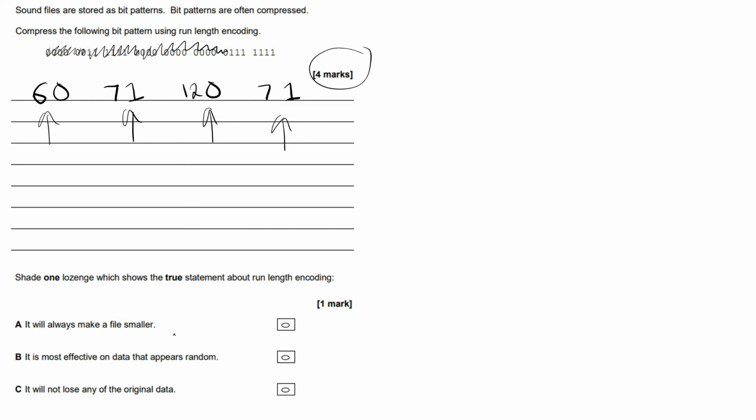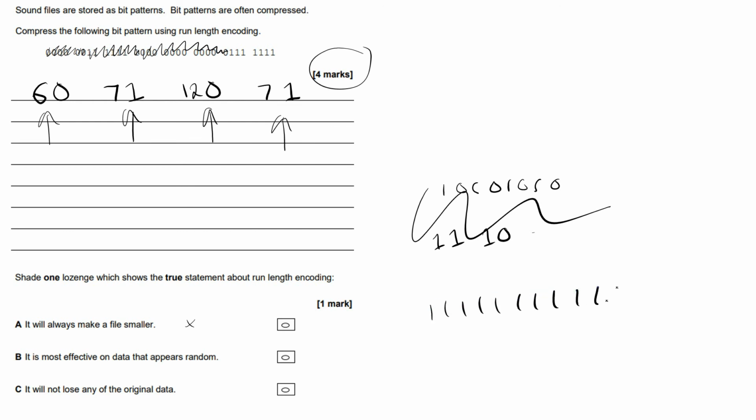It will always make a file smaller? Not necessarily. Because if you had 1, 0, 1, 0, 1, 0, 1, 0, you couldn't just put 1, 1, and then 1, 0. So it wouldn't make it any smaller there. It is most effective on data that appears random? No, it's most effective when there's loads and loads of ones together and loads of zeros together. So that's not going to be accurate either.